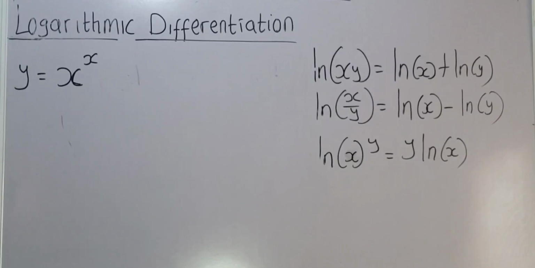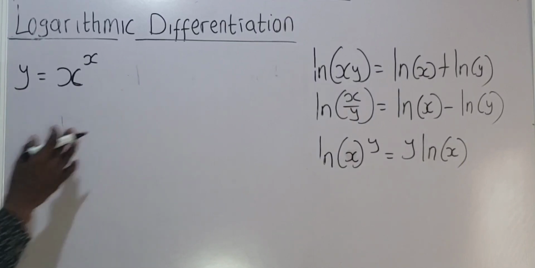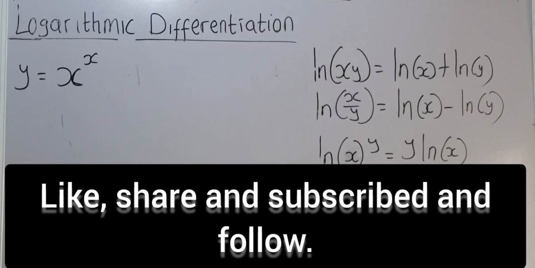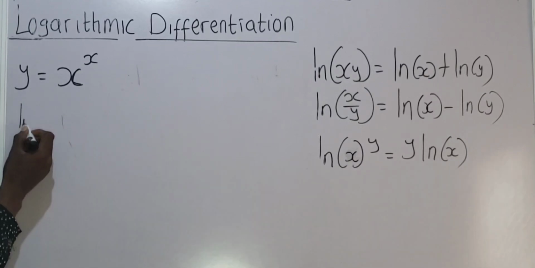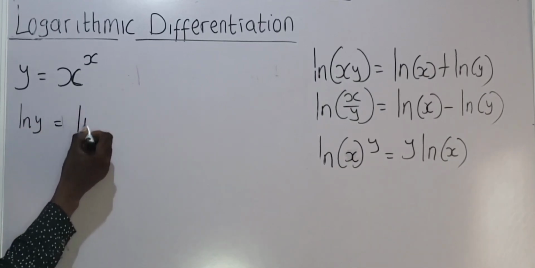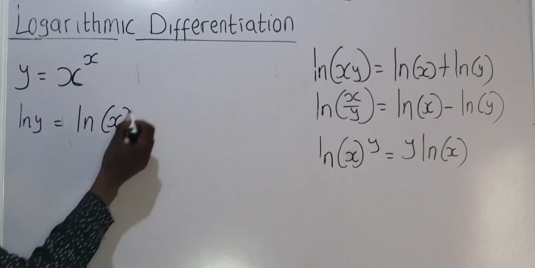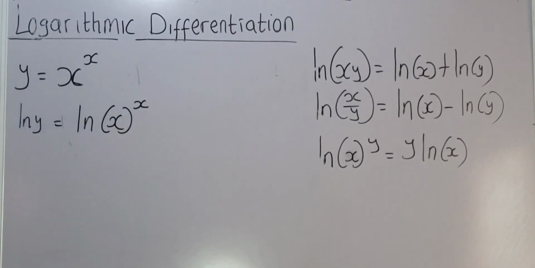The first step here is that you are going to take the natural log of both sides. You understand? You cannot solve this without taking the natural log of both sides. But the easiest way to go about this, to find the derivative of this, is to take the natural log of both sides. So for this, I'm going to have ln y equals ln x raised to the power of x. Do you understand? The first step is that you are going to take the natural log of both sides.